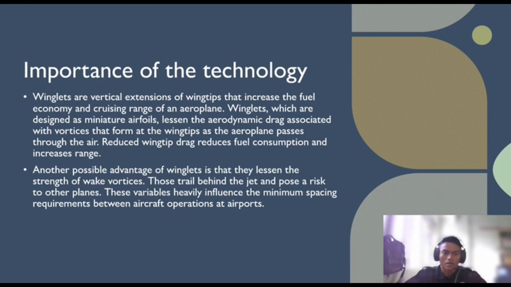Reduced wingtip drag reduces fuel consumption and increases range. Another possible advantage of winglets is that they lessen the strength of wake vortices. Those trail behind the jet and pose a risk to other planes. These variables heavily influence the minimum spacing requirements between aircraft operations at airports.